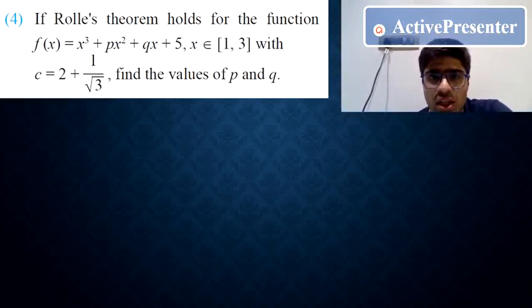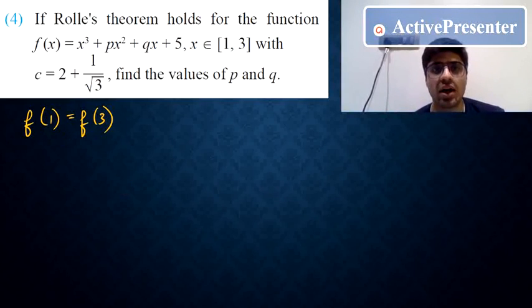All you need to do is apply the third condition first, that is f of 1 equal to f of 3. When you do this, you will get one equation between p and q, and later when you apply the second condition, that is f dash of c equal to 0, you will get one more equation between p and q. Solve them simultaneously to get the values of p and q. That's going to be the approach of this question.